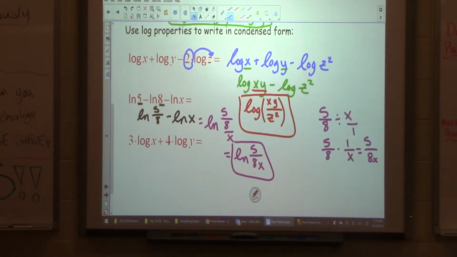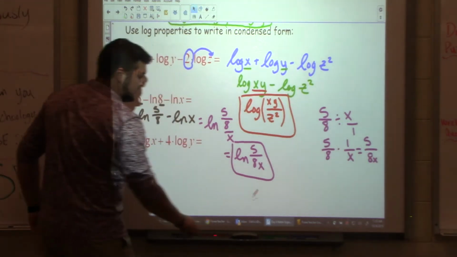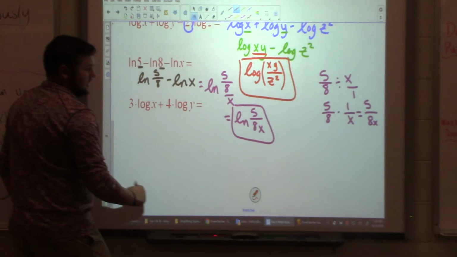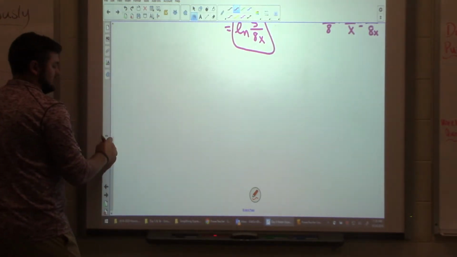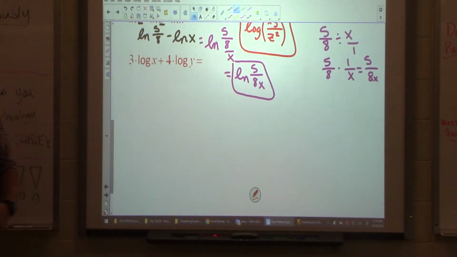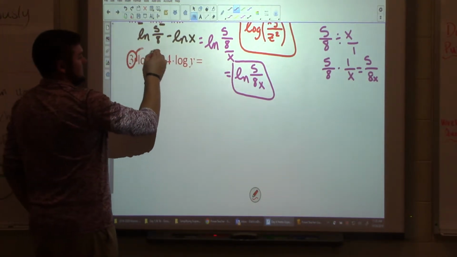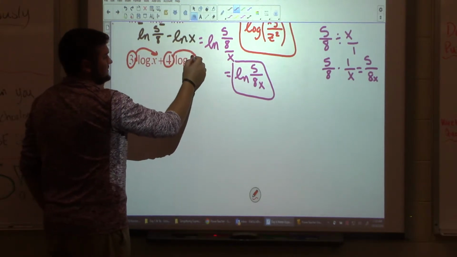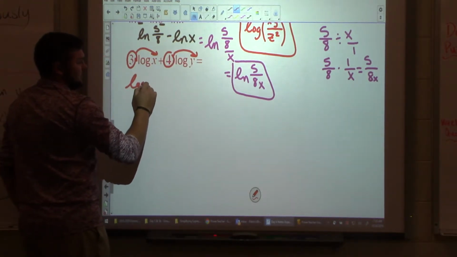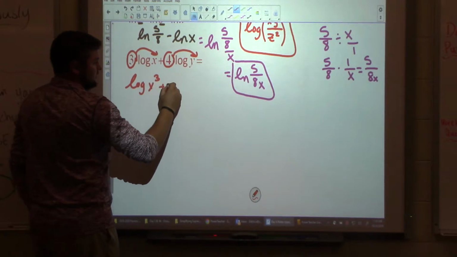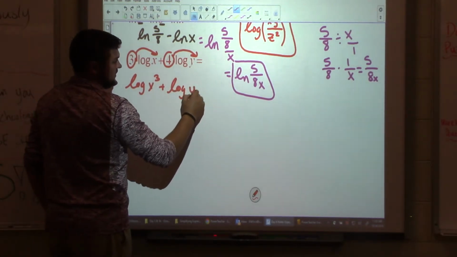Alright. Any questions on those first two? Okay, let's run through the third one quickly. 3 times log x plus 4 times log y. Any numbers out front to turn into exponents? Do I have any? Yes. Yeah, I have a 3 and a 4 that I can make exponents. That's the first step. So I get log of x cubed plus log y to the 4th.